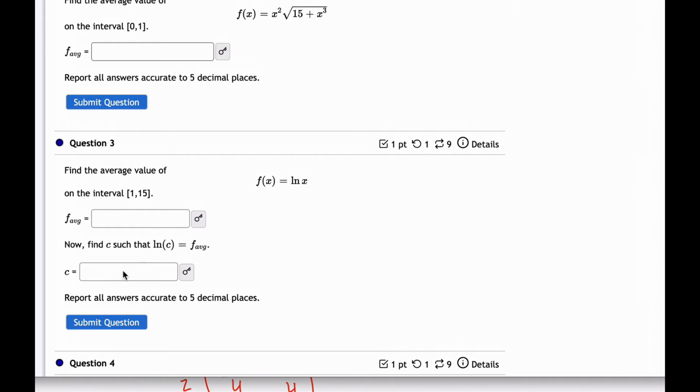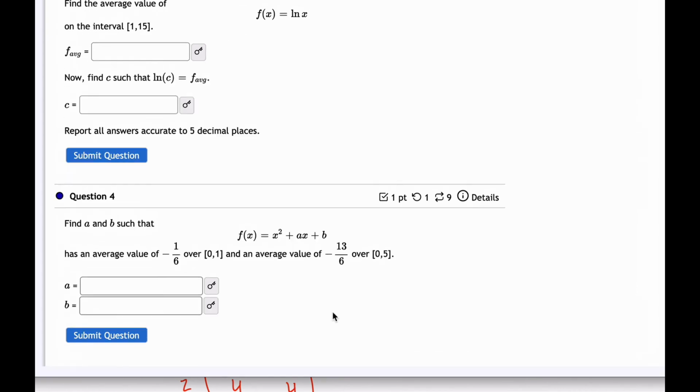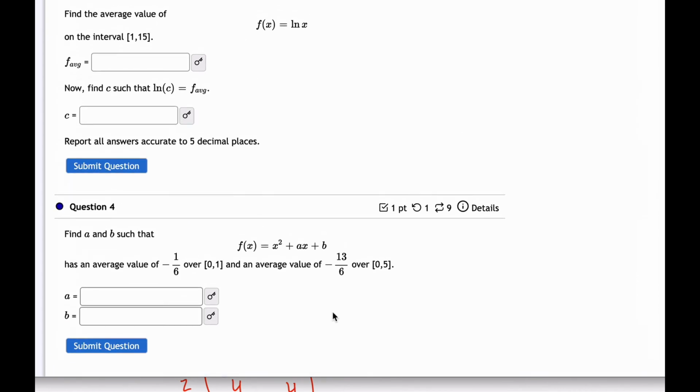But you'll note that there's a part B here, and that part B is the exact same as the part B that I did in the video, where you'll have to find a value of c so that f of c, which would be the natural log of c, is equal to f average. And you'll have to solve for c, so maybe you'll have to do e to both sides of the equation, and that will give you your value of c, which again, you're asked to report to at least 5 decimal places of accuracy.